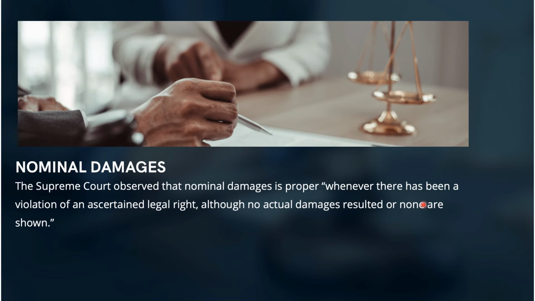Therefore, nominal damages were awarded, but it was only nominal damages because there was no actual proof, and there was an absence of proof of actual damages. And also, it's important to take note that nominal damages cannot coexist with actual or compensatory damages. So it's either actual or compensatory damages or nominal damages if there is an absence of proof.